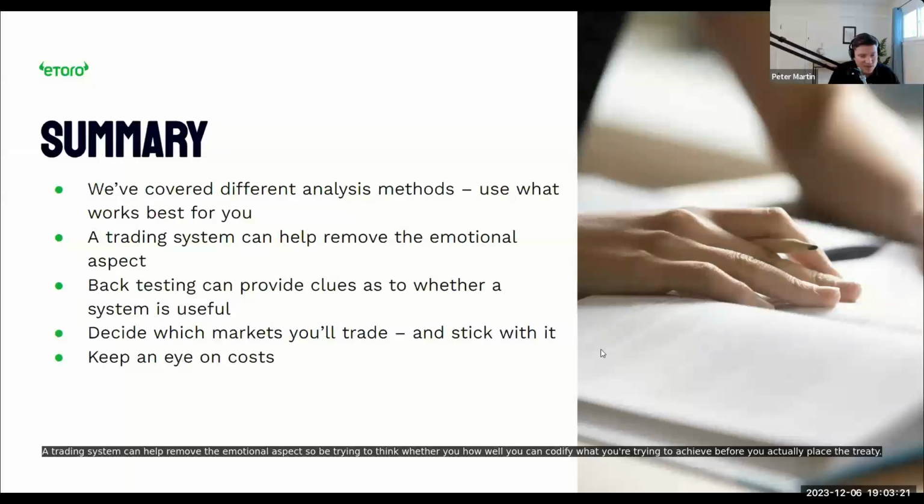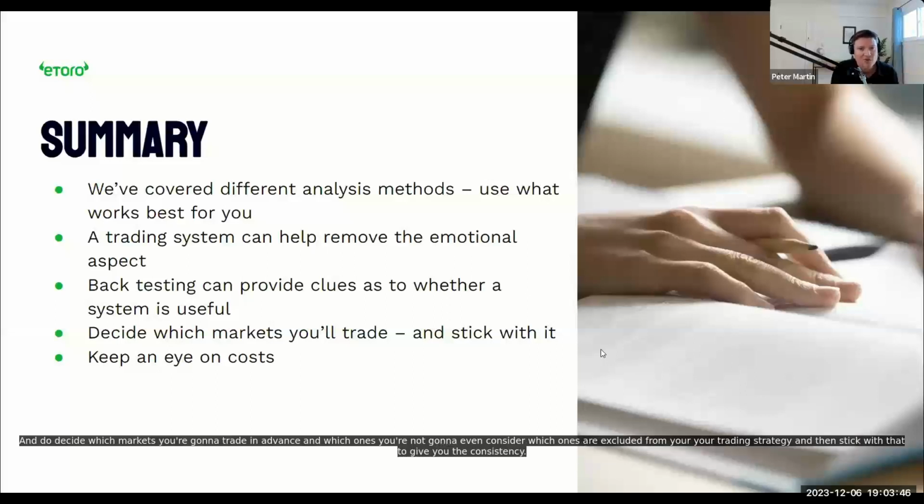So try to think how well you can codify what you're trying to achieve before you actually place the trade. So you're not just trading on the hoof. There's some kind of thought process behind it before you even place the trade. Back testing can help give you that confidence you're going to need. It can help provide clues whether a system works, whether you can optimize it perhaps.